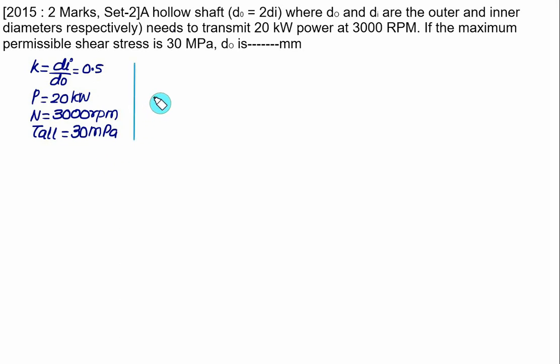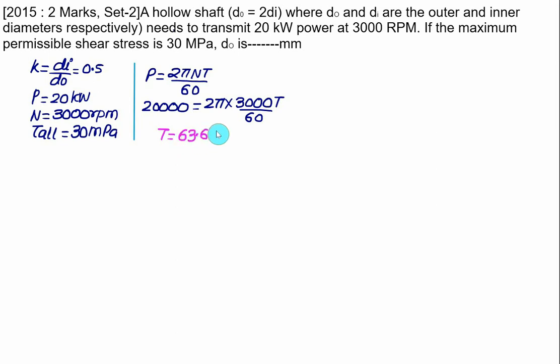So first, using power we can calculate torque. We have power equal to 2 pi N multiplied by T divided by 60. Here power you have to use is 20 kilowatt, that is 20,000, equal to 2 pi, rotational speed is given as 3000, multiplied by torque T divided by 60. So torque comes out to be 63.66 Newton meter.